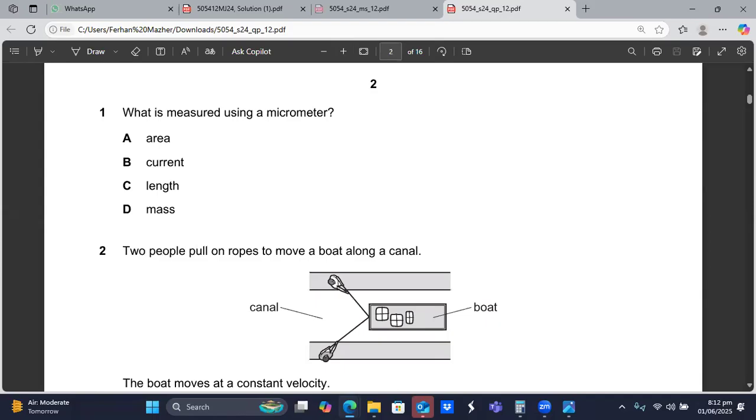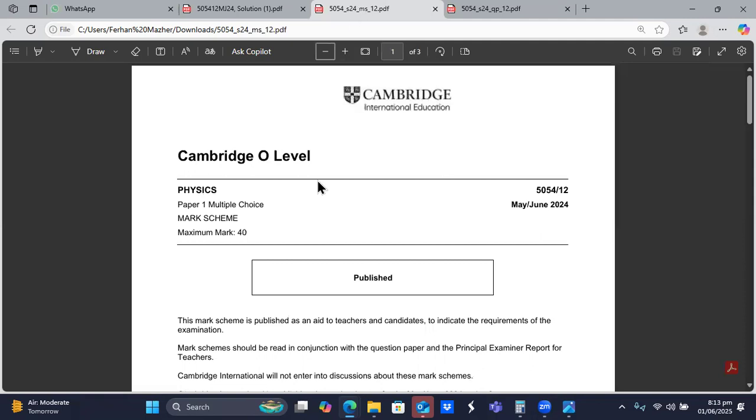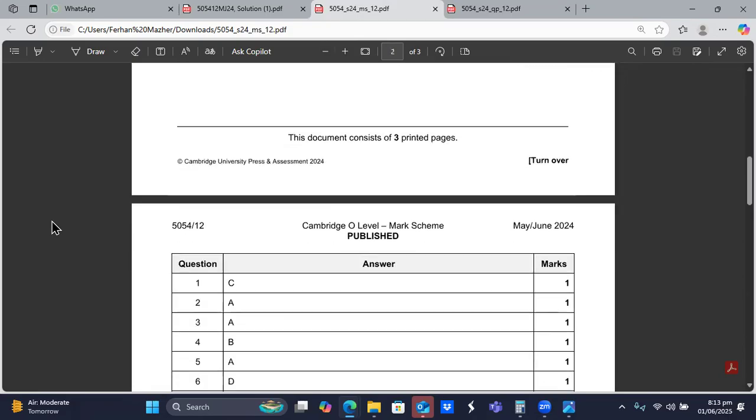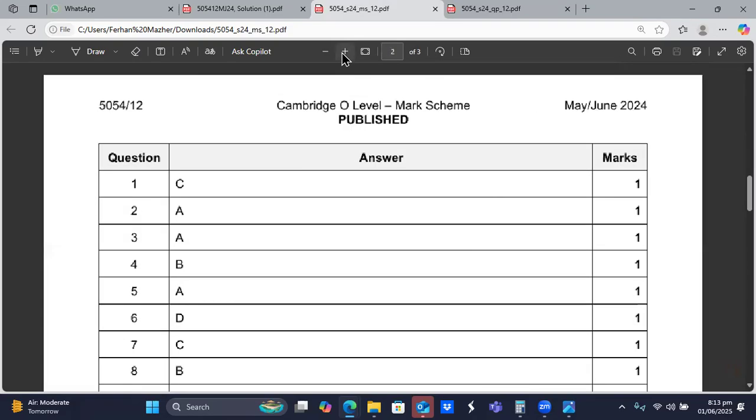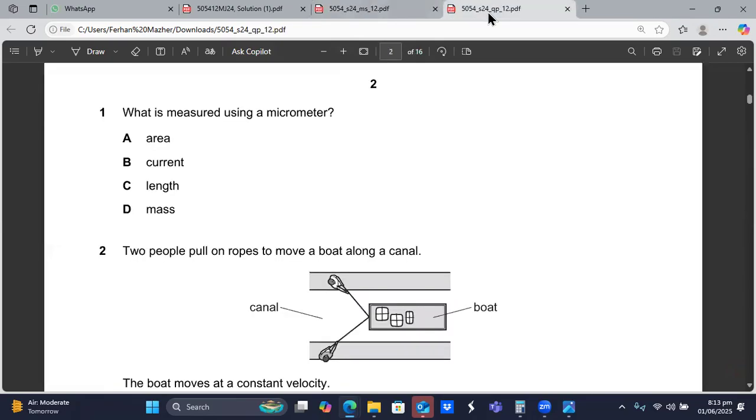What is measured using a micrometer? The micrometer is used to measure length. It is basically used to measure the diameter. The diameter is basically a length. So I think for question number 1, C is the choice. Let's check from the marking scheme. Question number 1, yes, C is the right choice.